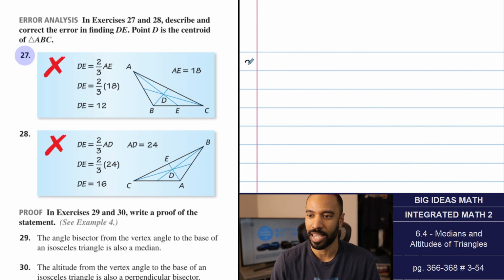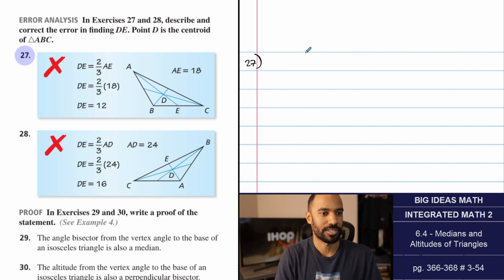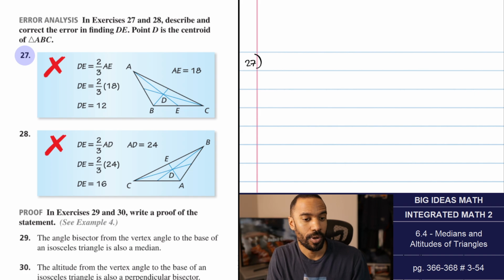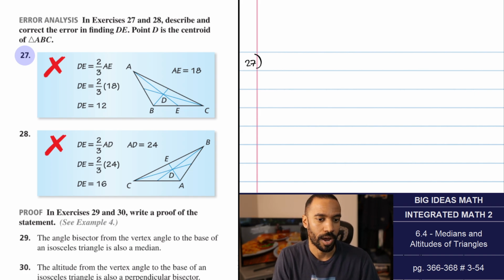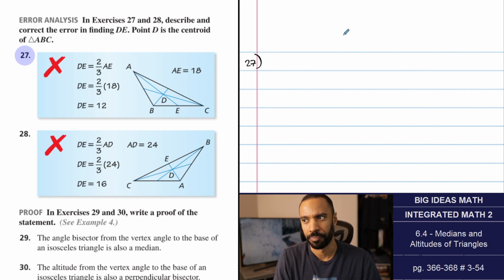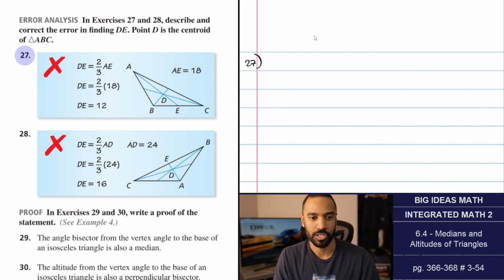Number 27 and 28, error analysis. In exercise 27-28, describe and correct the error in finding the length of DE. Point D is the centroid of triangle ABC. To remind you, in a centroid, that's the medians that are drawn, and these lengths are 2/3 of, from the vertex to the point, or 2/3 of the entire thing. So they say DE is 2/3 the length of AE. It's not true. So that's kind of the beginning part. The calculation is correct afterward, but DE is not 2/3 the length of AE. DE is 1/3 the length of AE.